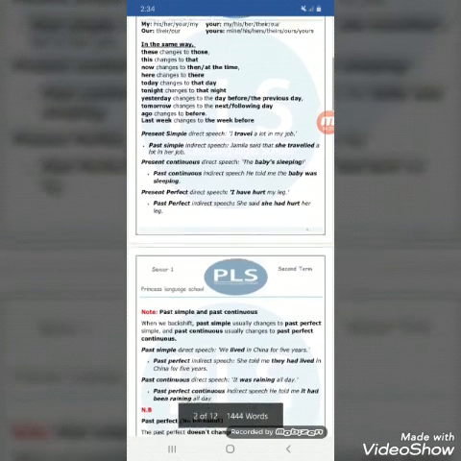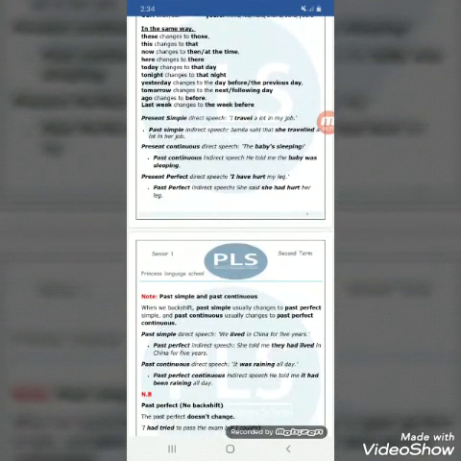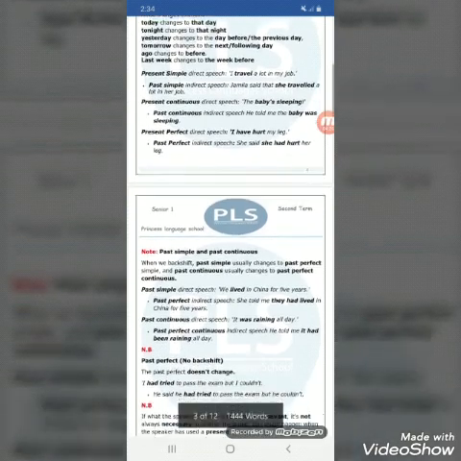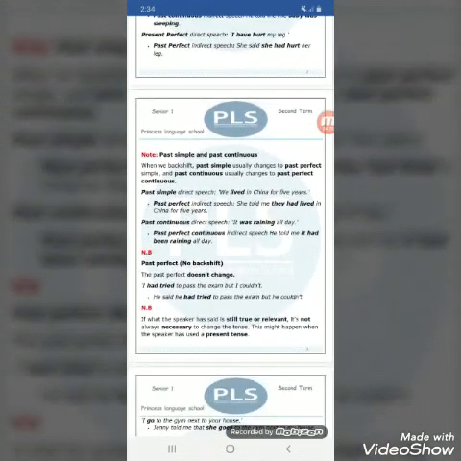Okay, what about present perfect direct speech? "I have hurt my leg." It will turn to past perfect indirect speech. She said she had hurt her leg. So, senior one, can you notice here that all the tenses are shifting back one tense? Of course you notice. But let's see a note here.